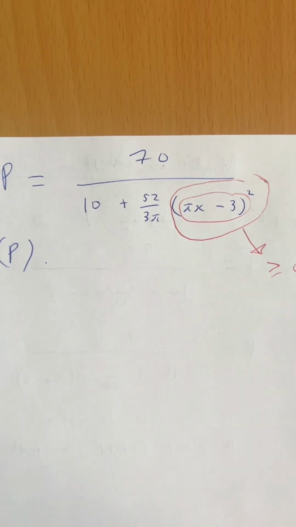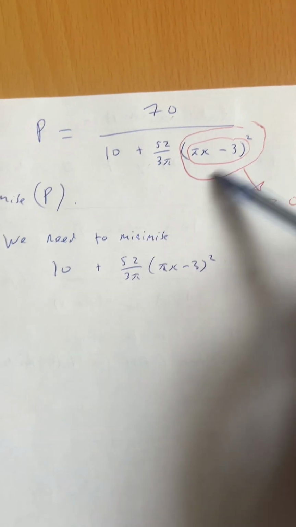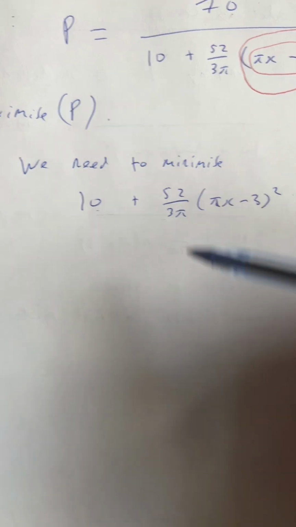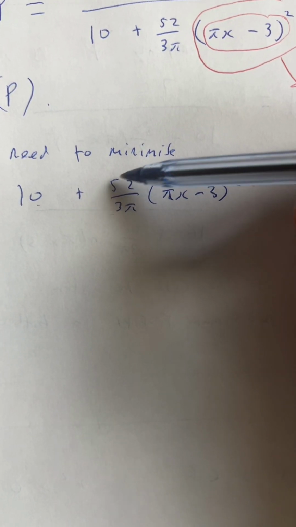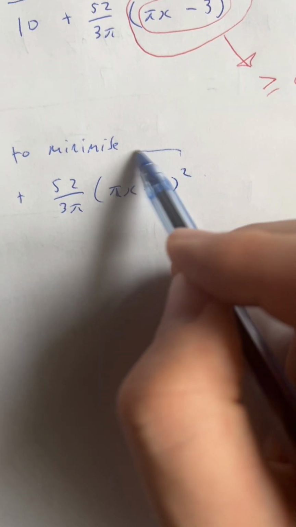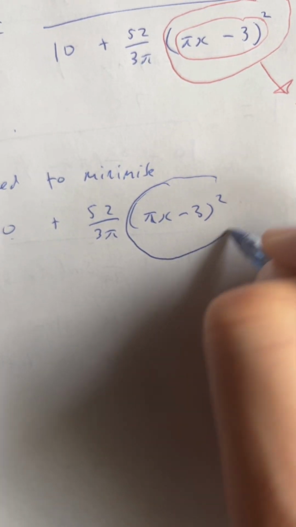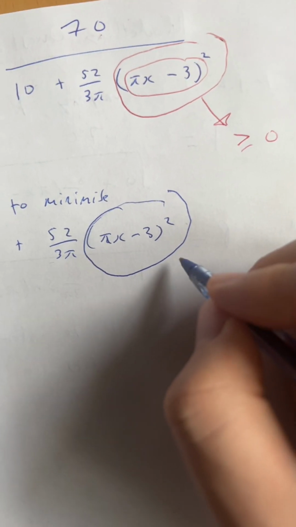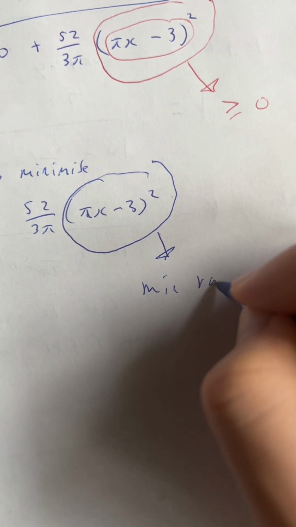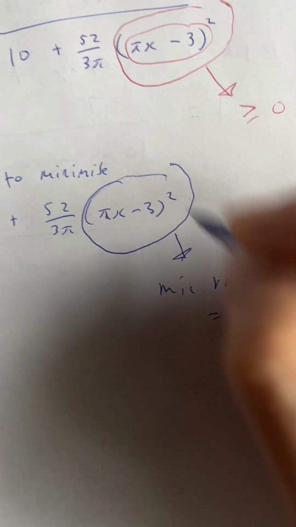I need the bottom to be as small as possible. So let's make a note of that. We need to minimize this denominator. Now, again, we can't minimize 10 because that's a constant. We can't really minimize the 52 over 3 pi because it's a constant, but we can minimize this square number. What is the minimum value of this square number? It's 0. Square numbers cannot go below 0. So the minimum value of this square number is 0.